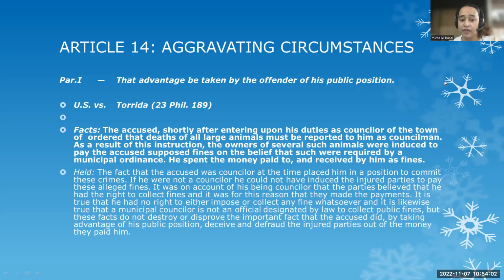But these facts do not destroy or disprove the important fact that the accused did, by taking advantage of his public position, deceive and defraud the injured parties out of the money they paid to him. And what made it worse is that he actually spent the money, the allegedly fines, for his own consumption. Okay, so that's taking advantage of his public position. So that's one aggravating circumstance.